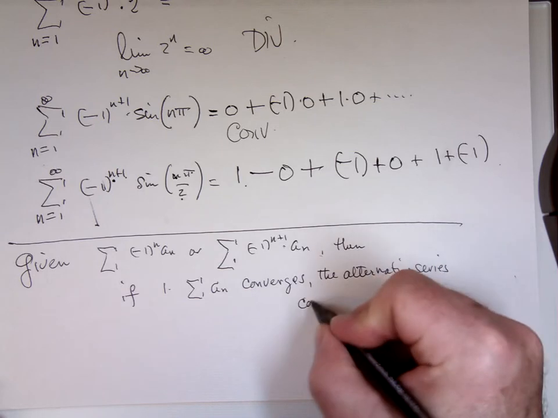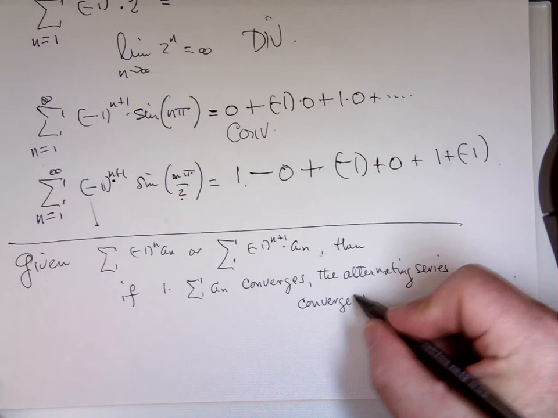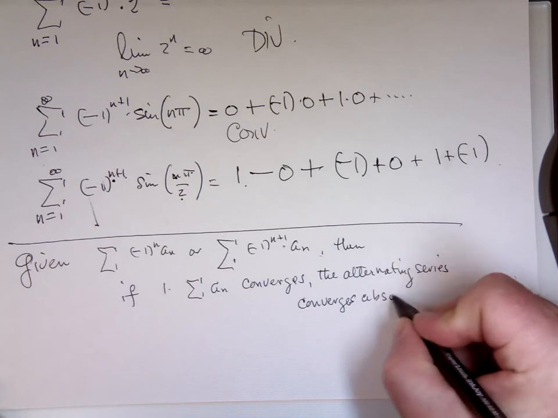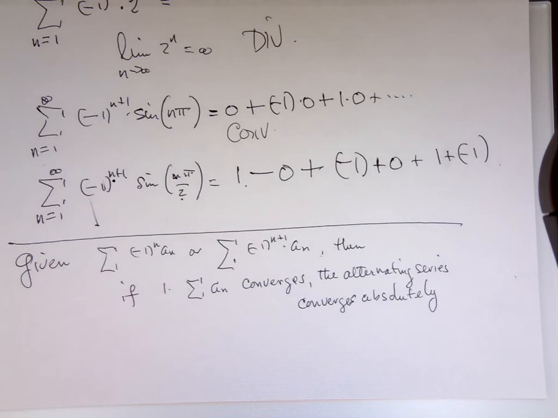Converges absolutely. What do you mean by absolutely? Absolutely means it converges. We don't need it to alternate to converge. The positive series converges. It doesn't have to go plus minus plus minus in order to converge. The positive series converges anyway. So the alternating series is said to converge absolutely. That's one situation. Second situation.